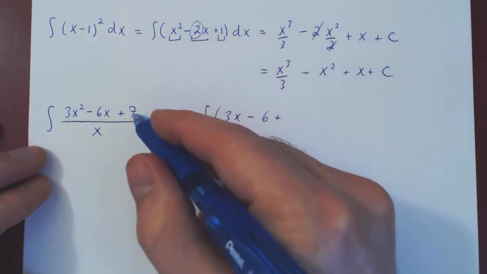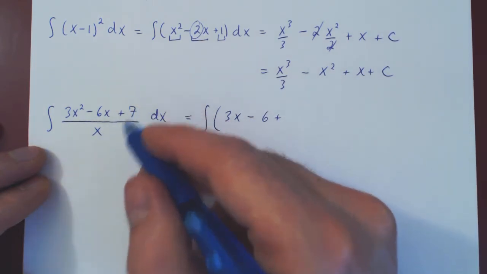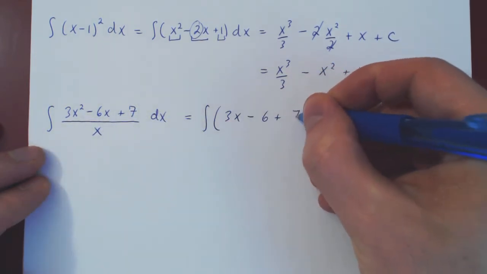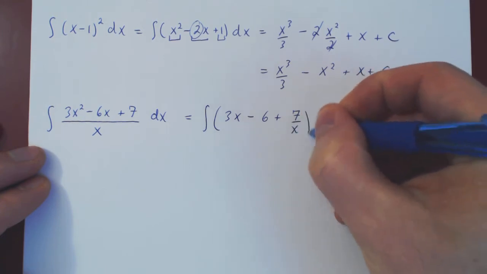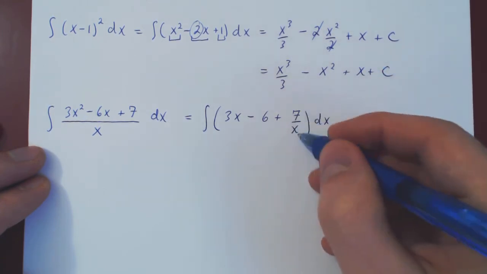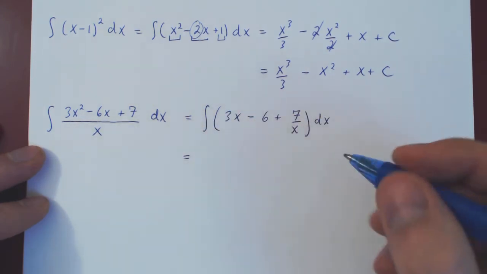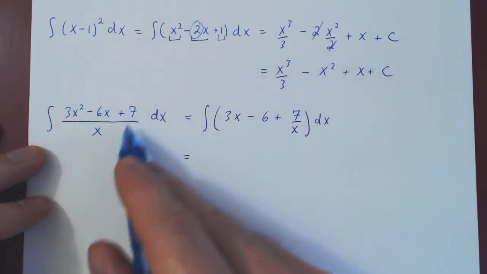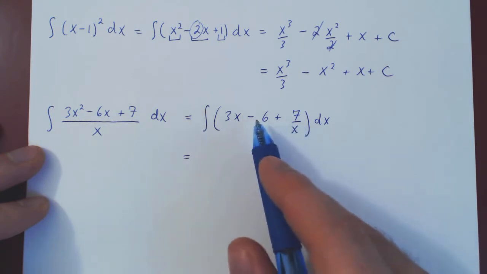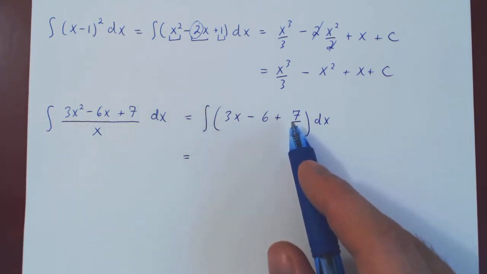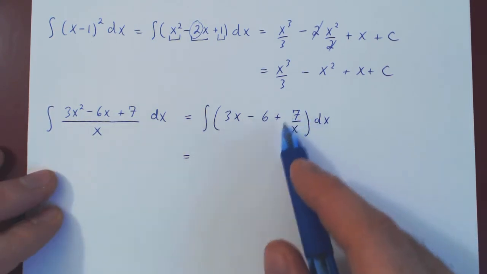plus, and here I will not write 7x to the negative 1, because this is our exception. This is 7 over x, and we know that 1 over x integrates to ln of absolute value of x. And now we're good to go. We've turned the quotient into a sum difference of three functions, which we can integrate using either the power rule or the special case.